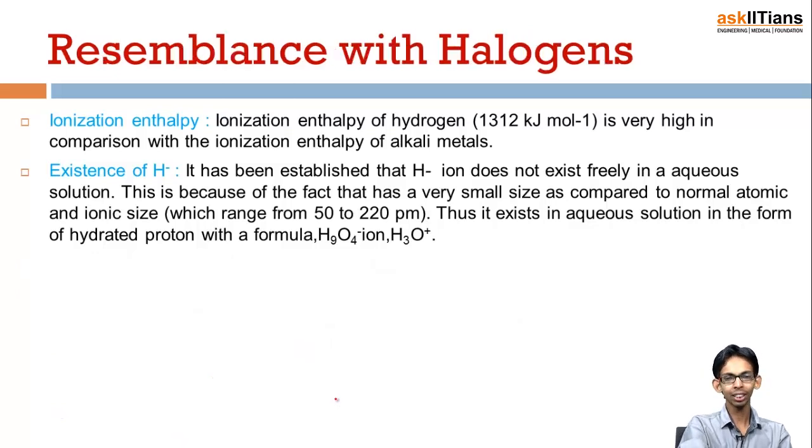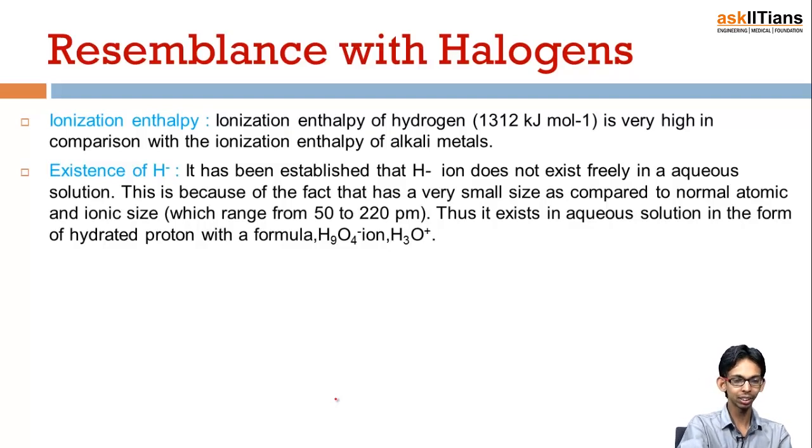Now let's have a look at how hydrogen is similar to halogens, or how it resembles group 17 elements. The first is again ionization enthalpy. Ionization enthalpy of halogens is very high because of small size and they require only one electron. So their ionization enthalpy is very high, and so is the case with hydrogen also.